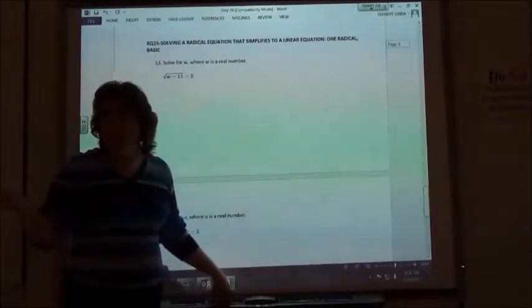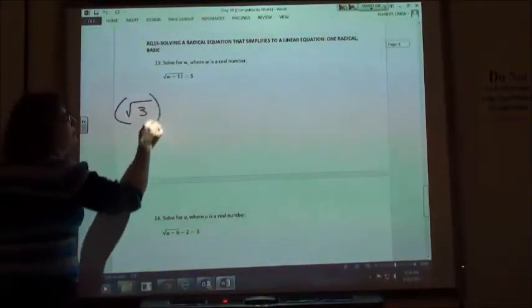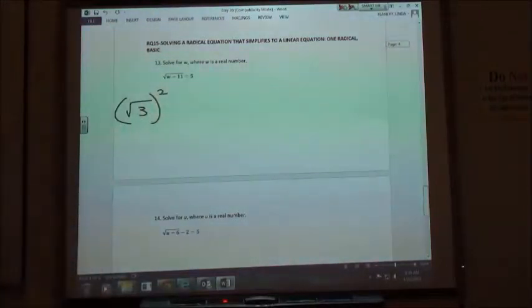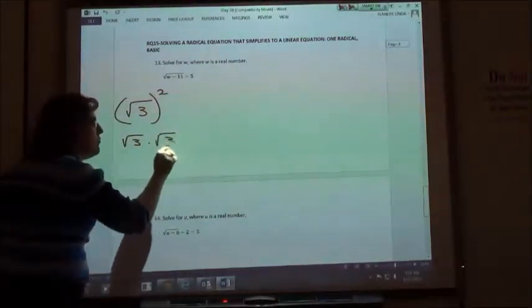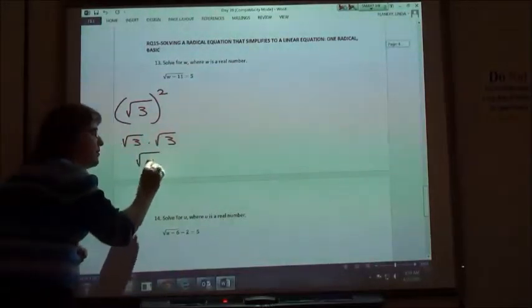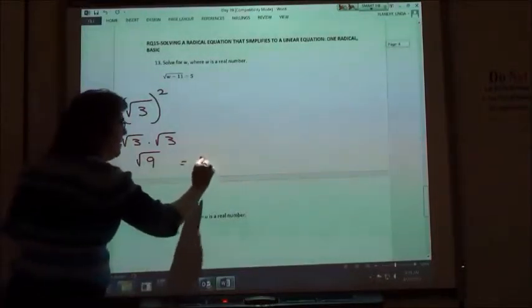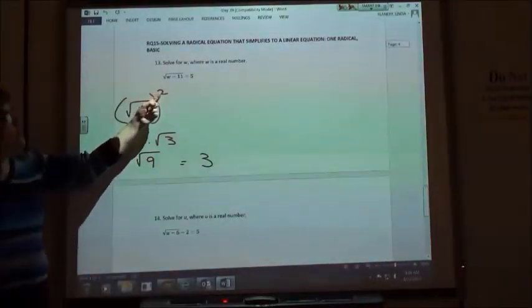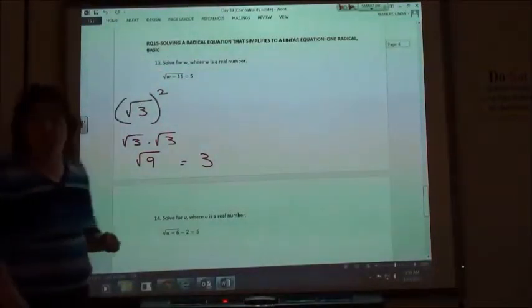It is squaring something. If I have the square root of 3 and I square it, that means I'm going to have the square root of 3 times the square root of 3, right? Because squaring means times itself. Square root of 3 times the square root of 3 is the square root of 9, which is now a perfect square, and the square root of 9 just gives me 3. So when you square a square root, it undoes it because they're inverse operations, and you just get what's underneath the radical sign. So that's what we're going to do to solve something with a radical.